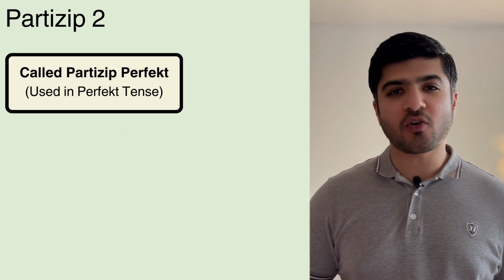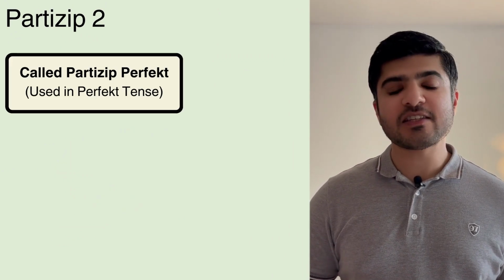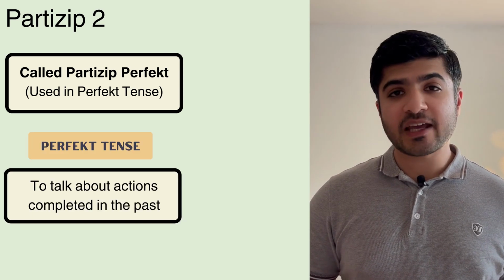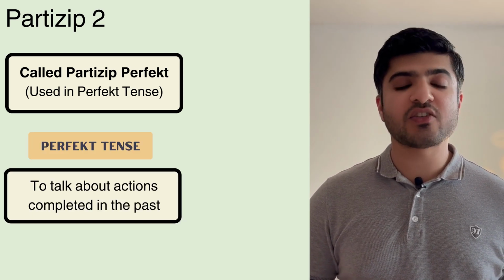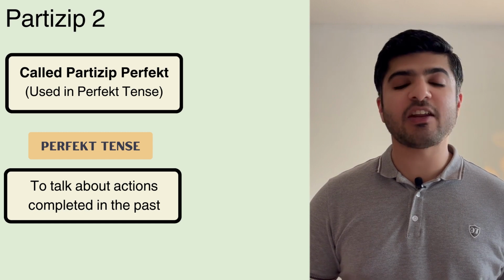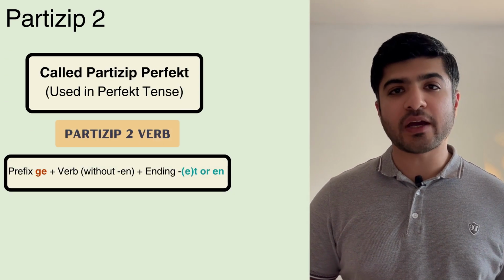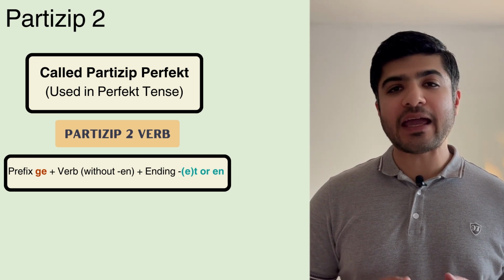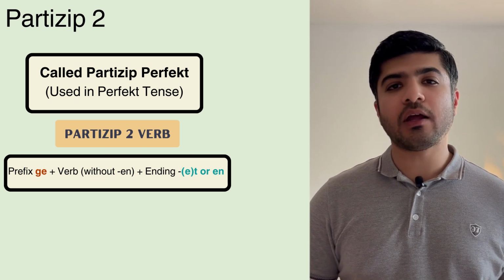Partizip 2 is also called Partizip Perfekt. This is because it is most commonly used in the perfect tense. The perfect tense is also a past tense, which is often used in speaking and informal writing. In the Partizip 2 form, the verb usually starts with the prefix ge and ends with either te or en.